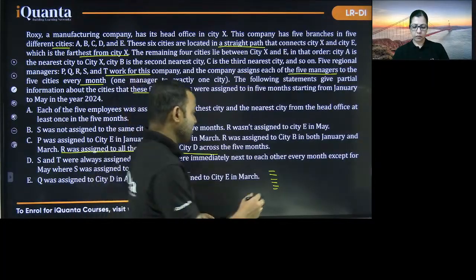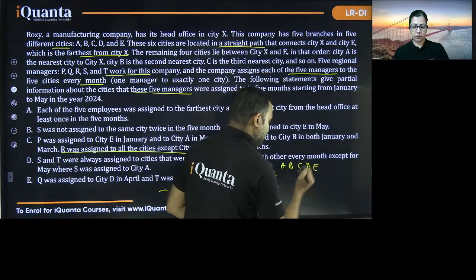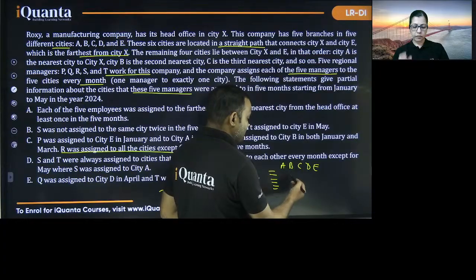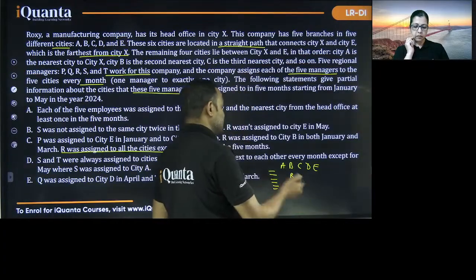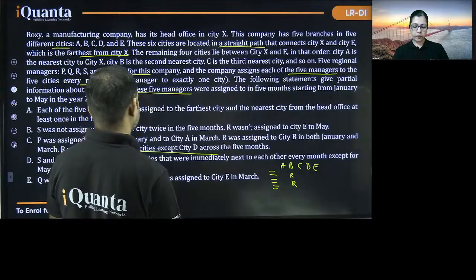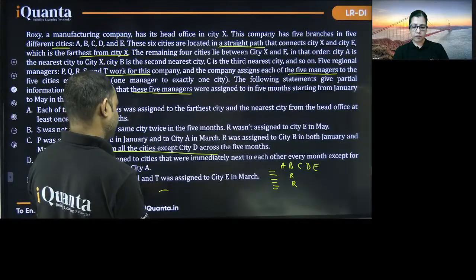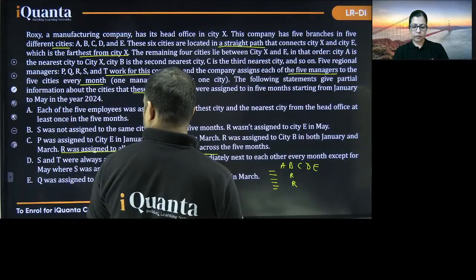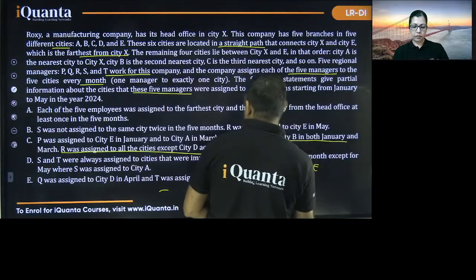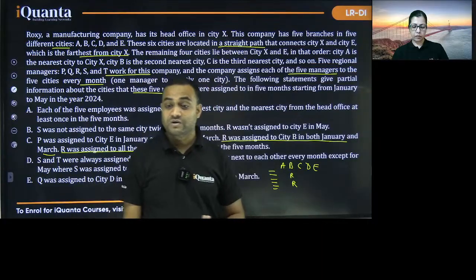So if I am taking cities here like A, B, C, D and E, then there will be at least one city where R will come twice, and it's given here as well. Where is it given? Somewhere, I will have to check that, but it's given here. R was assigned to city B in both January and March, right? So R was assigned to B in January and March.